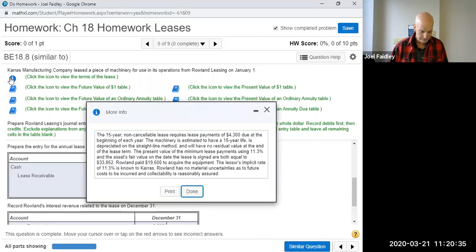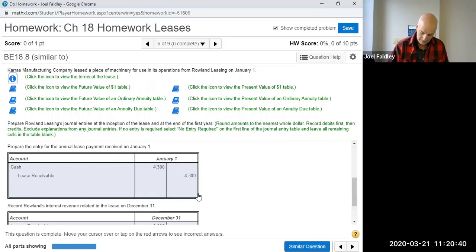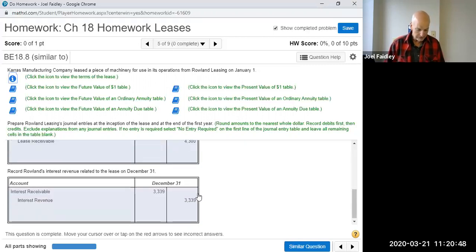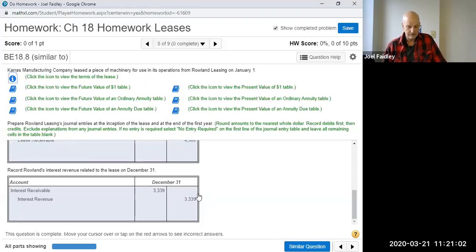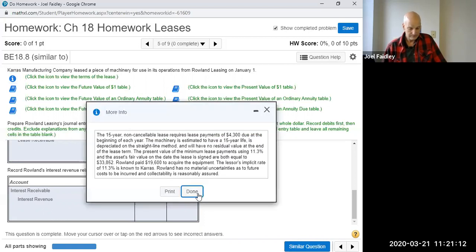11.3. I'm still on the last problem. Times 11.3% gives me my interest revenue of 3,339. You can probably figure that out if you can't see what I'm writing there. Again, they don't have you actually do the reduction of the lease receivable, but that's what you would do, right? 3,339. And the payment is how much? 4,300.